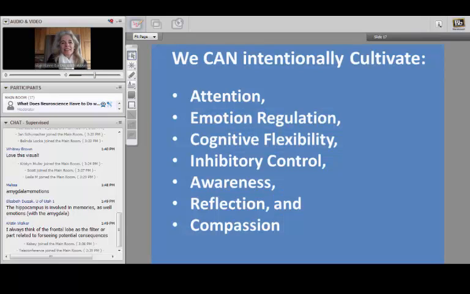So the idea is that we know how to intentionally cultivate attention, the ability to pay attention on demand or bring back a wandering attention, and emotion regulation, to be able to become aware of emotions arising in the body that might inhibit cognitive flexibility or behavior, or just the ability to entertain another thought that's different than mine, and awareness into all of that, so that we're building in more reflection.